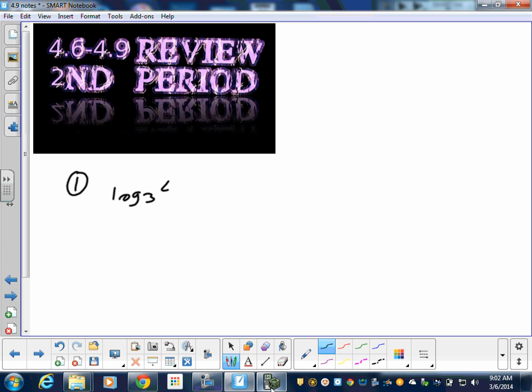Okay, how many things do you have to move, or how many logs do you have to end up with? 2. How do you know this? There are two parts to this thing. So I know, guys, I'm going to expand that and go to the log base 3 of 4 plus the log base 3 of x squared.